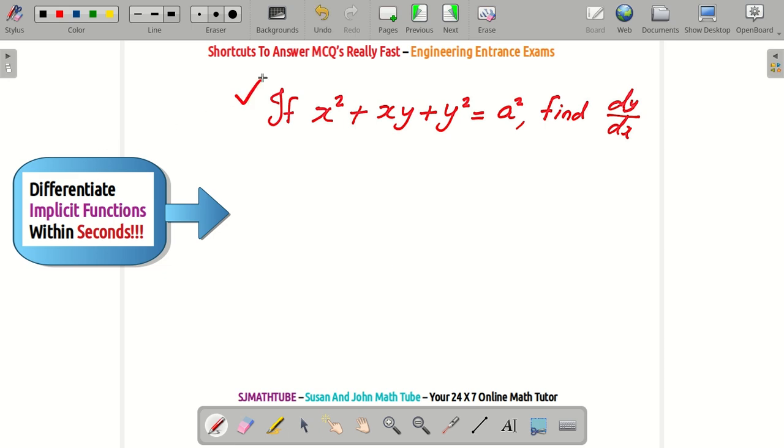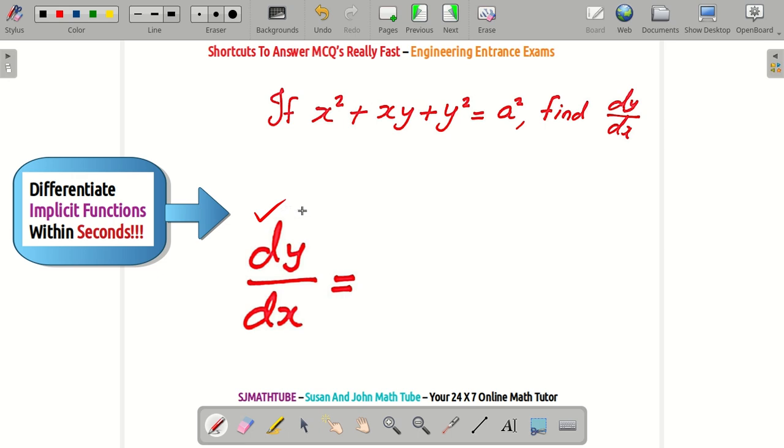So look at this. We have an implicit function. Are you sure it's an implicit function? It's an implicit function because all the variables seem to be mixed up. One variable is not expressed as a function of another variable. So definitely it's an implicit function. And if you remember the procedure from class 11th or 12th, you know it will take at least one page for you to find the derivative. Now let's move ahead and look at the shortcut.